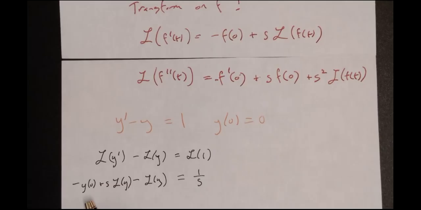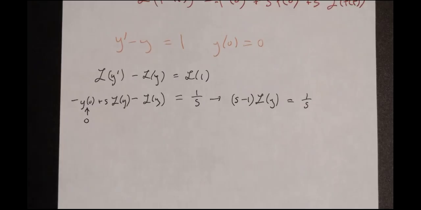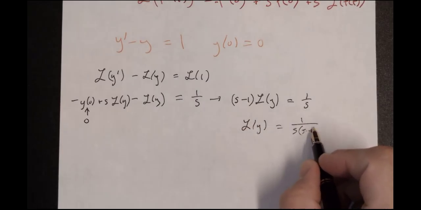What's y of 0? Great. So this is 0, which means the left-hand side is S minus 1 times the Laplace transform of y, and the right side is 1 over S. I now know the Laplace transform of my solution. The Laplace transform of my solution is 1 over S times S minus 1.